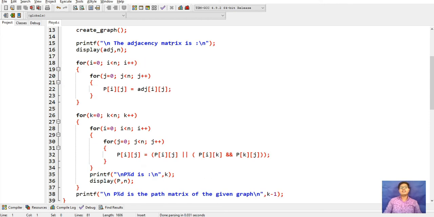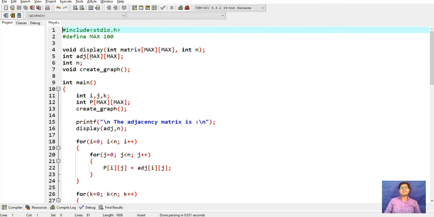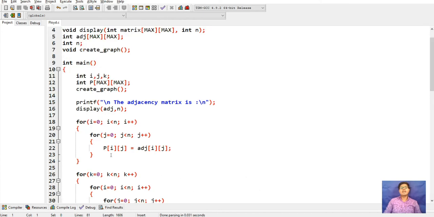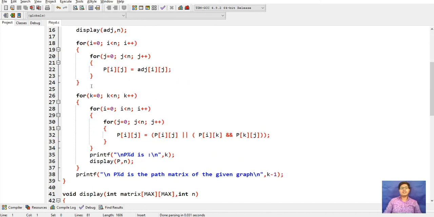So it will print the adjacency matrix, and this will display the adjacency matrix, and then from the 0th position it will go. In the for loop, i is equal to 0, i is less than n, i plus plus, and inside the for loop, j is equal to 0, j is less than n, j plus plus, and it will equal p of i. This p will be equal to the adjacency of i and j, so both will be equal, then the graph will begin.